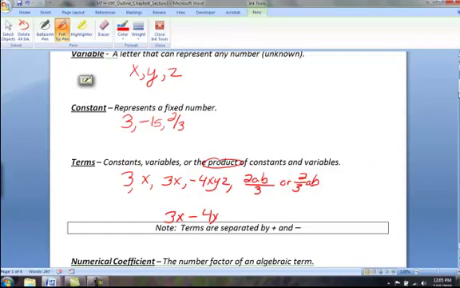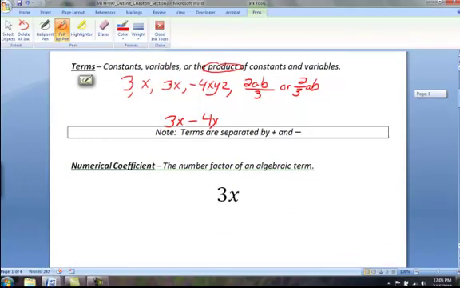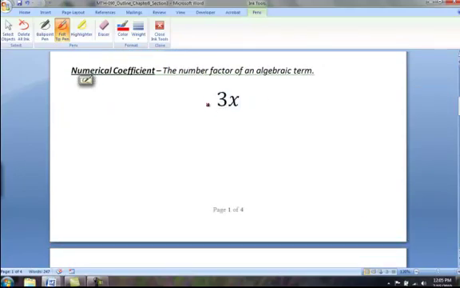Let's go over one other definition here, which is coefficient. Coefficient is the number factor or the number part of a term. For example, with the term 3x, 3 is the coefficient. If I had the term negative 2yz, negative 2, of course, is the coefficient. Let's say we have negative y. The coefficient is the number in front. Well, even though it's not written here, we really have a negative 1, so the coefficient would be negative 1.